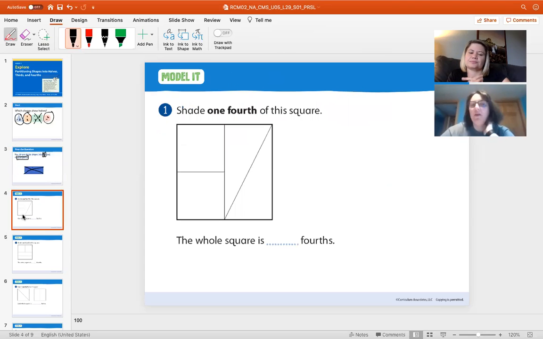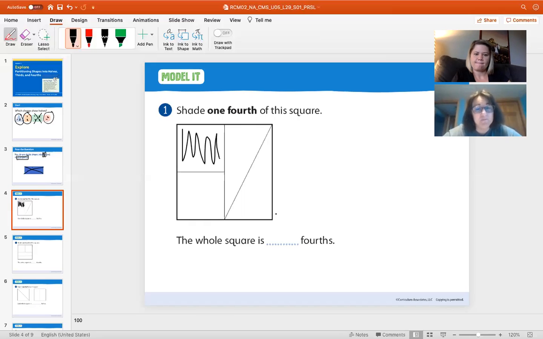So let's look at some models. It says shade 1/4 of this square. Now, if you look at this square really quick, are all the insides of our shape the same? They're not all the same, okay? So this gets a little bit tricky, but if you notice, there are still 4 parts. If we count, there's still 1, 2, 3, 4 parts. So if it wants us to just shade one of them, we just pick any one and shade it in. And then it says the whole square is blank fourths.